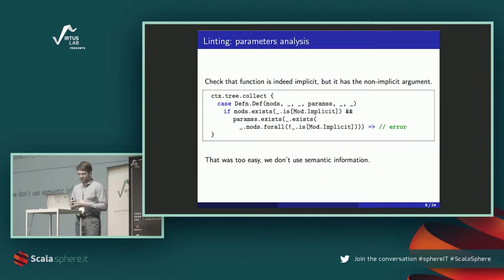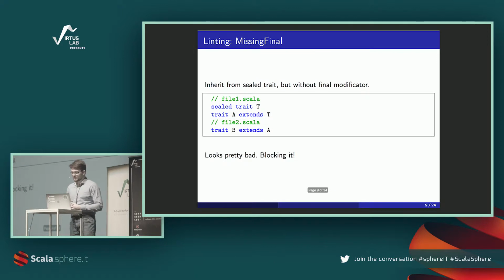Putting it all together, we have the tree collect method, and we match only on Defn.Def and retrieve mods and parameters. We check that mods indeed contains the implicit modifier, and parameters contain at least one parameter that doesn't have the implicit modifier. And then we throw an error. I won't show how to throw errors, how to write that code, because it's quite boring, quite monotonic, and actually quite simple. You'd better look at the actual code base and just copy-paste that boilerplate. But yeah, that was too easy. We used only syntactical information and didn't use semantic information in our example. So let's move to another example.